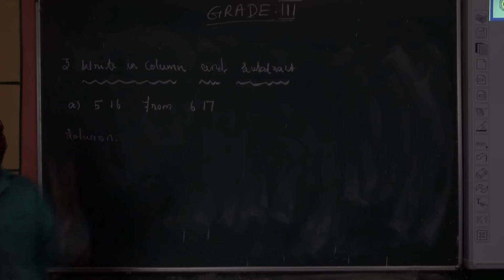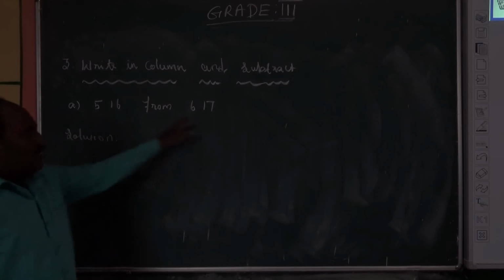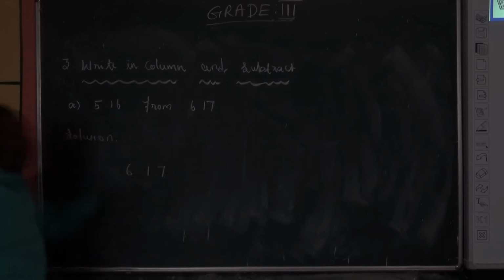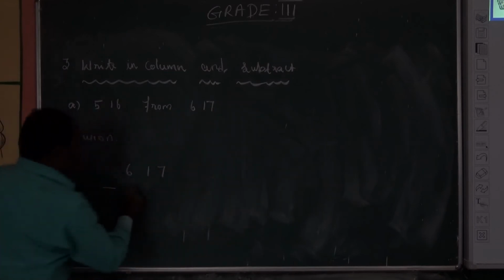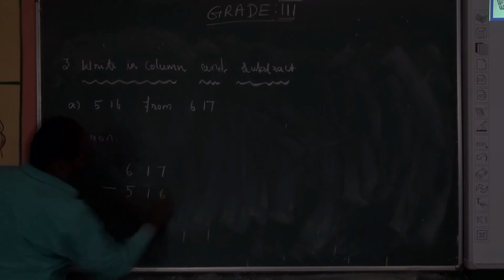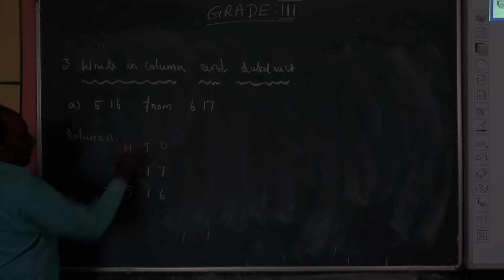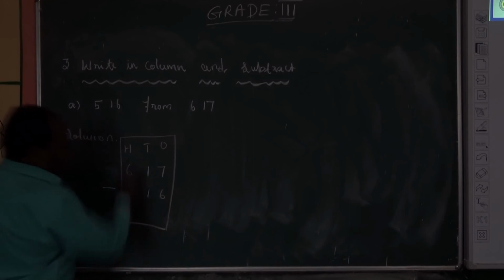Write in column means vertical wise. So first we arrange the given numbers vertical wise. 617, from, that means minus, 560. Subtract. Ones, tens and hundreds. Write the place values.